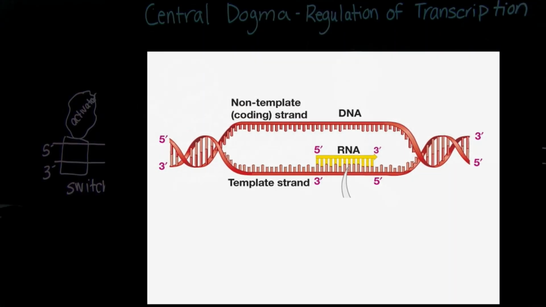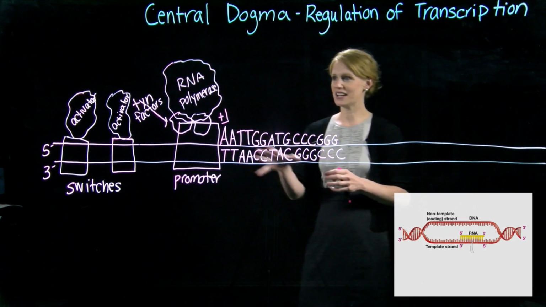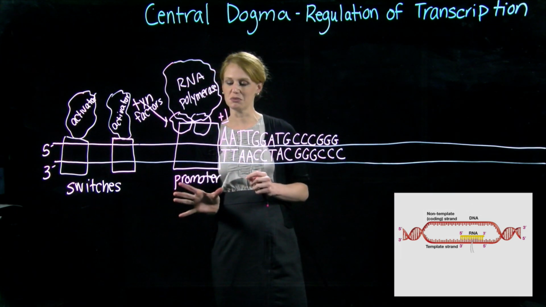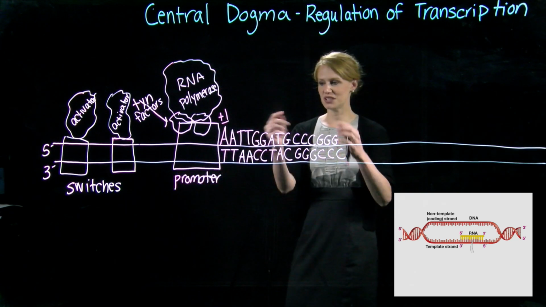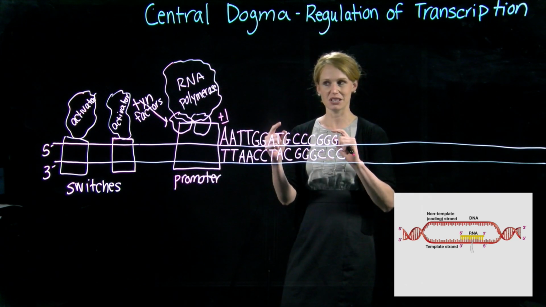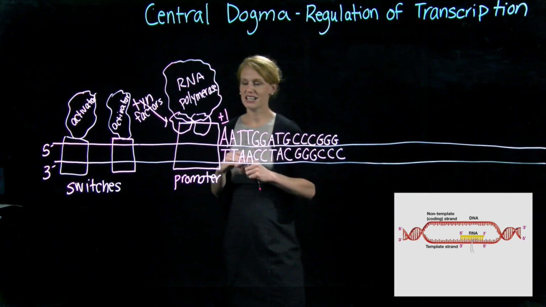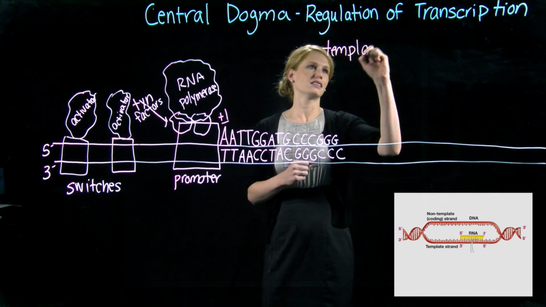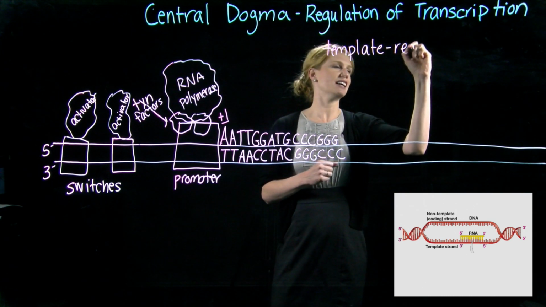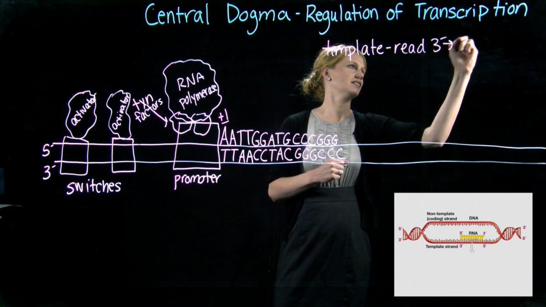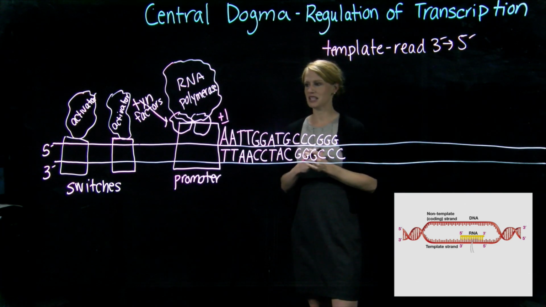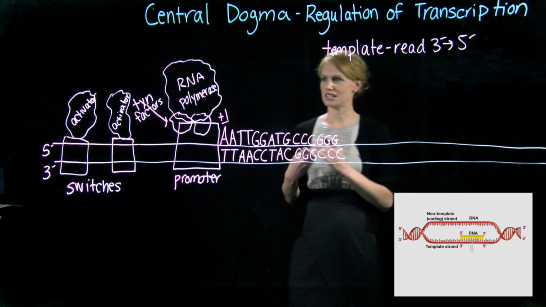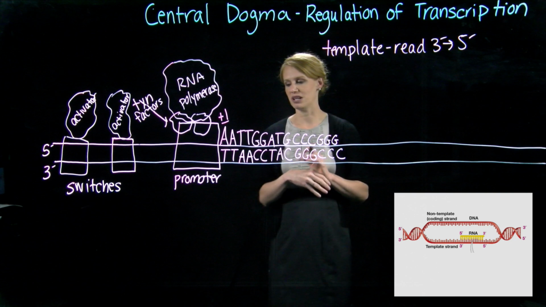So if we go back to our drawing and look here, based on the polarity of the DNA molecule and where I put this promoter, I can tell which of these strands is going to be the template and which is going to be the coding strand. And the reason I can tell this is that the template is always read 3' to 5'. So the template strand is always going to be read 3' to 5', and so the non-template strand is anti-parallel to that and is going to run 5' to 3'.